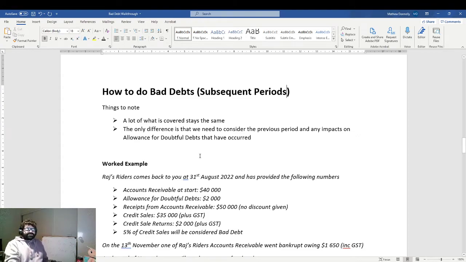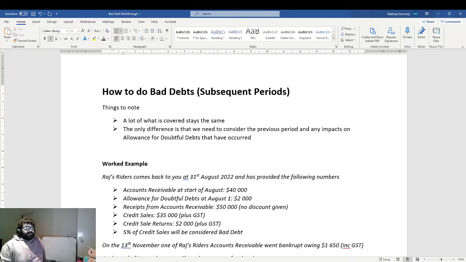So, Raj's Writers, they come back to us on the 31st of August, so they've stopped talking to us, then they come back. And they provide the following numbers on the 31st. So they've got accounts receivable at the start of August. I'll just put that there. Of August, it was 40,000. At August 1, the allowance for bad doubtful debts was $2,000. The receipts from accounts receivable for the month, so they received this much cash, was $50,000.